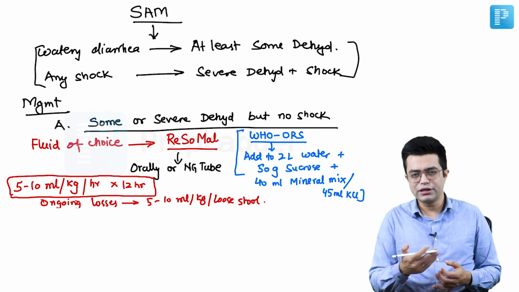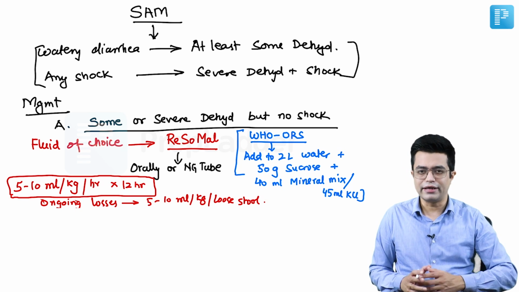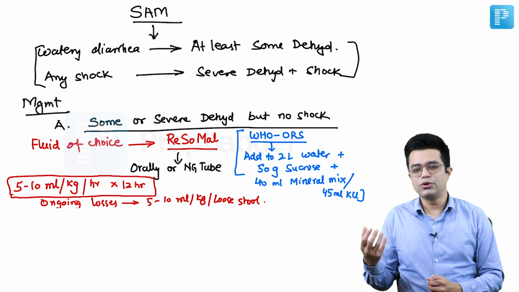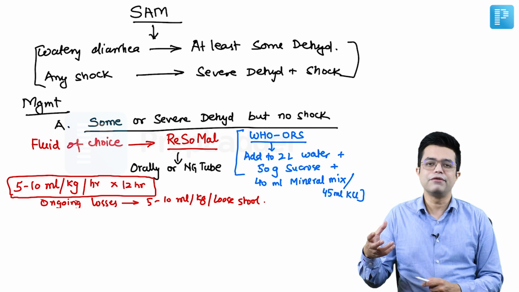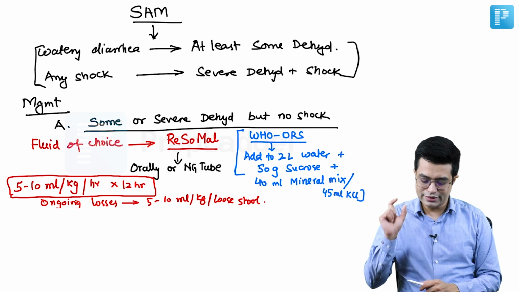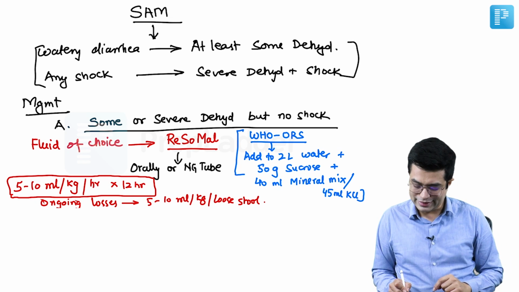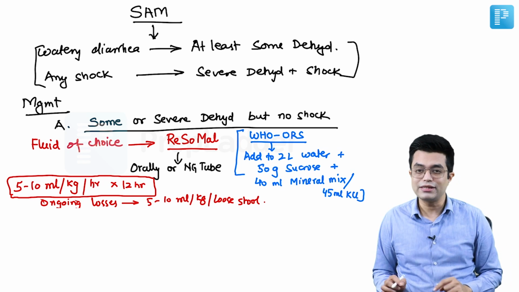Simultaneously, breastfeeding is allowed in the child, and once the child looks hydrated, which is about 2 to 3 hours after you have started rehydration, you can also consider F75 feed in the child, right? So this is the first management, first point: some or severe dehydration with no shock. Now the second scenario is the one which has been given to us in the MCQ.